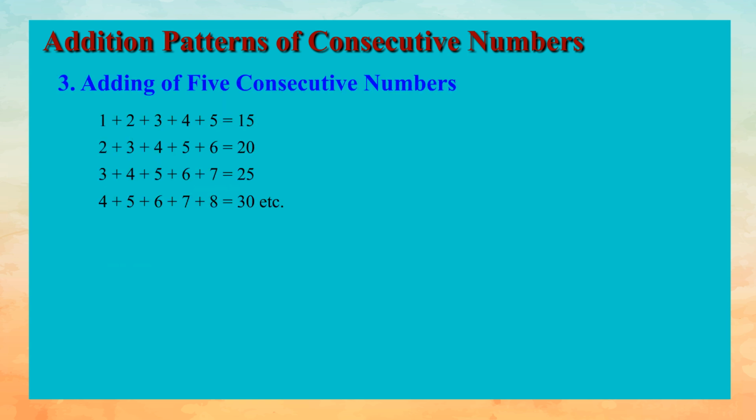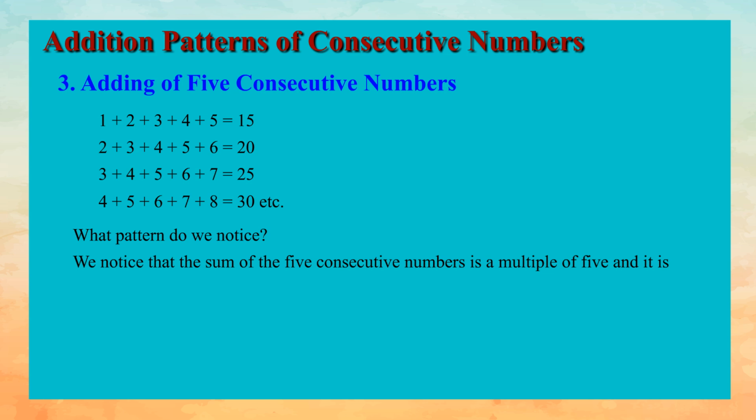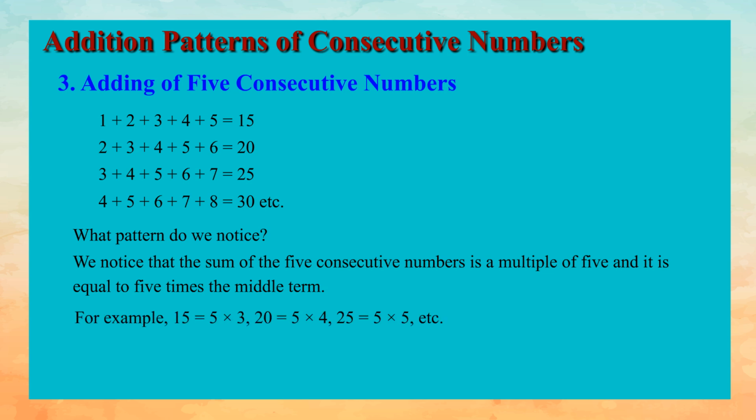3. Adding 5 consecutive numbers. What pattern do we notice? We notice that the sum of the 5 consecutive numbers is a multiple of 5 and it is equal to 5 times the middle term. For example, 15 equals 5 multiply 3, 20 equals 5 multiply 4, 25 equals 5 multiply 5, etc.